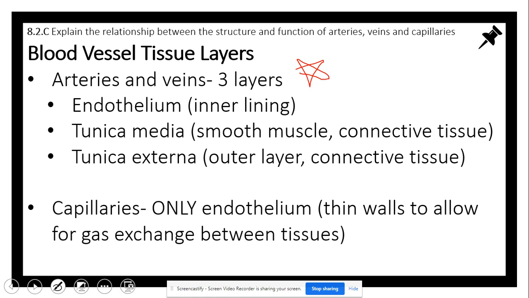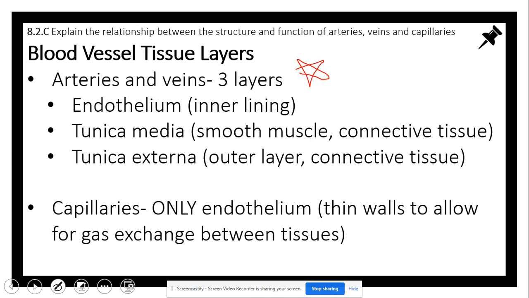It can have things like smooth muscle to contract or relax. It also has a lot of connective tissue, things like collagen, really stretchy because of the pressure of the blood, and these vessels need to be able to stretch. And then tunica externa. Externa is going to be the outer layer. That's mostly just stretchy connective tissue to kind of hold everything else in.